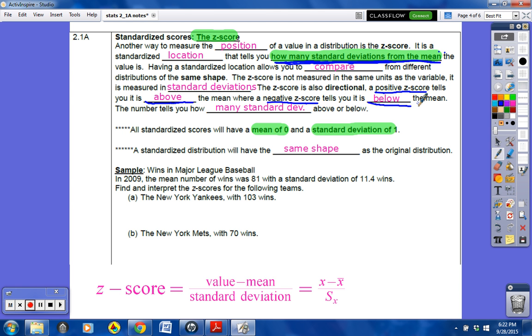So how we calculate z-score is with this formula down here. You take whatever value you're trying to standardize, you subtract the mean of the distribution, and divide by standard deviation. And so this is what it looks like in symbolic notation. I take the value x, I subtract the mean, which is x bar, and divide by the standard deviation.